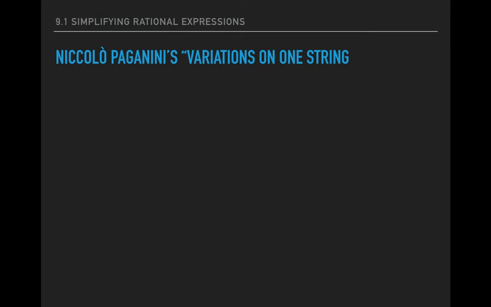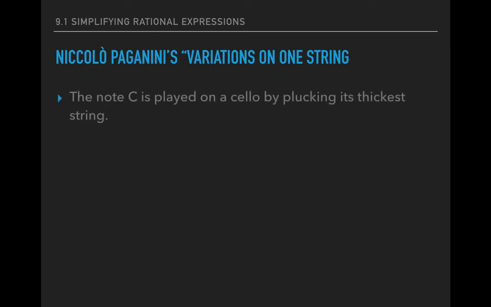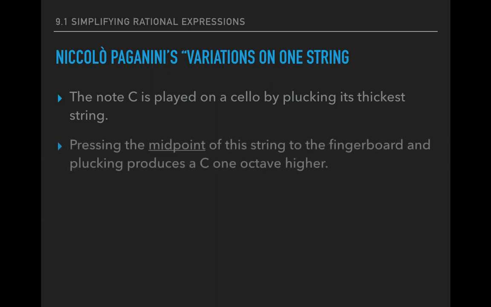In the background here, you are hearing a beautiful piece by Niccolò Paganini. It's called Variations on One String. The note C is played on a cello by plucking just the thickest string. By pressing the midpoint of the string to the fingerboard and plucking again, that's going to produce a C note that is one octave higher.